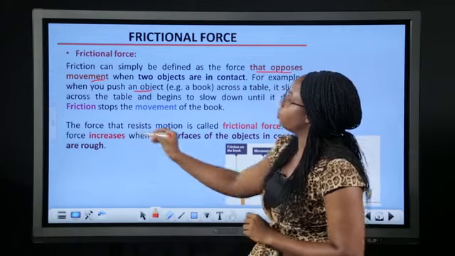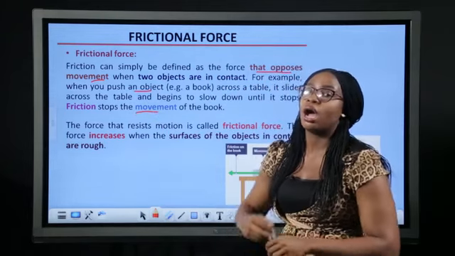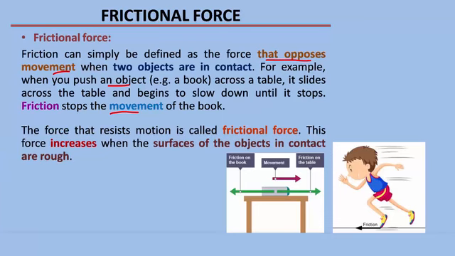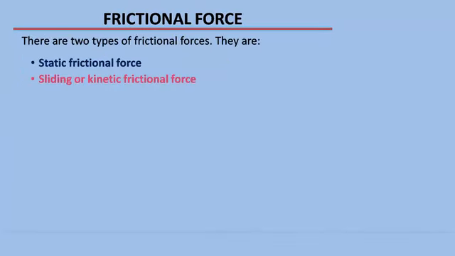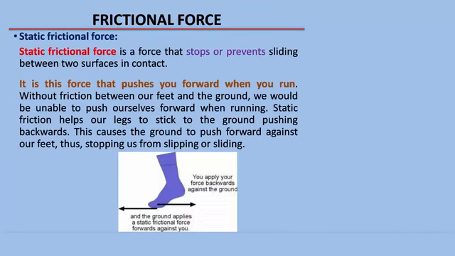The friction stops the movement of the book across the table. The force that resists motion is called frictional force. Now, this force increases when the surfaces of the objects in contact are rough. Frictional force can be divided into two. The first is the static frictional force and the second is the sliding or kinetic frictional force.